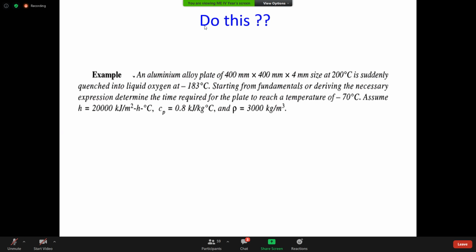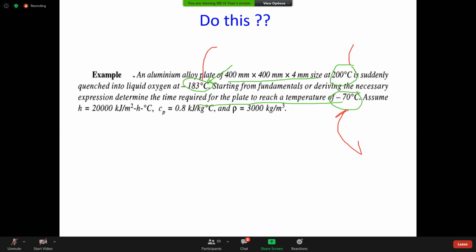Aluminum alloy. Again, it is a plate, initially at 200 degrees centigrade, suddenly quenched into a fluid at a low temperature. This is the fluid temperature. Starting from the fundamentals or deriving the necessary expressions, determine the time required for the plate to reach this temperature. This is the initial temperature, T infinity or ambient, and this is T of tau. It is the same problem, but the numbers have been changed. You try this problem. I have given the solution also, don't worry.